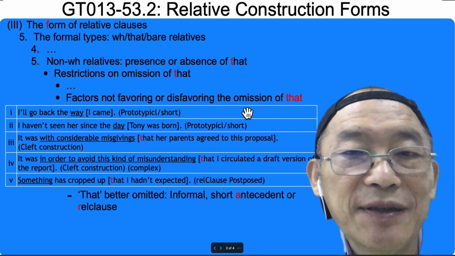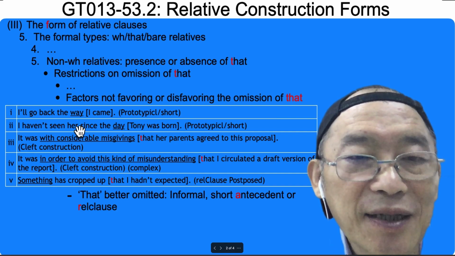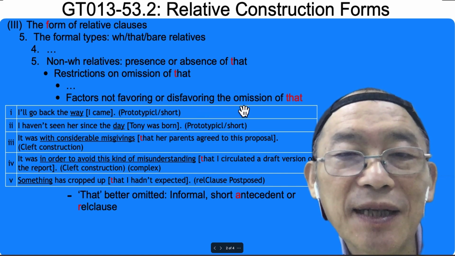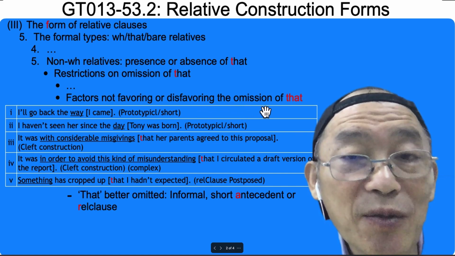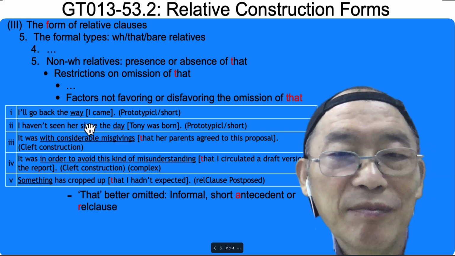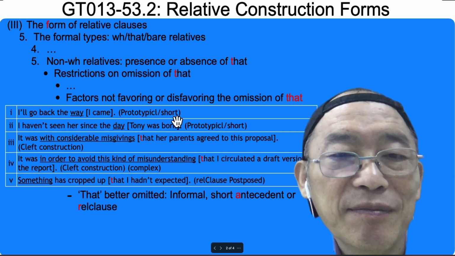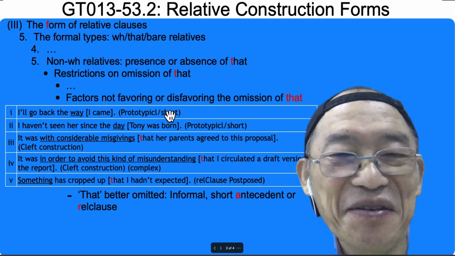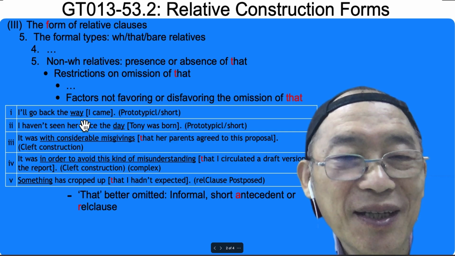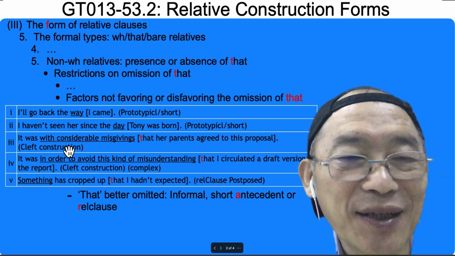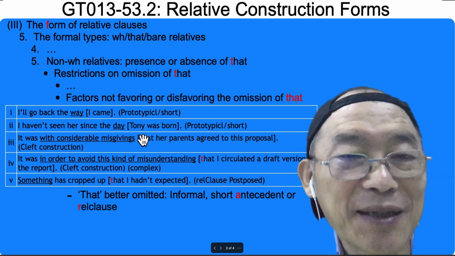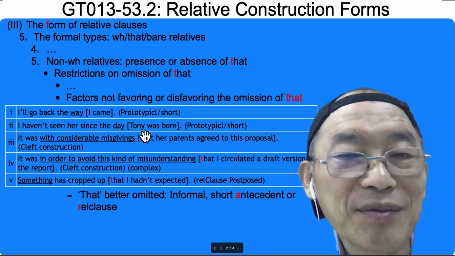Now, factors not favoring that, that is, disfavoring the omission of that. Consider "the way I can." It's short. "I haven't seen her since the day Tony was born." It's short, so omission is fine.